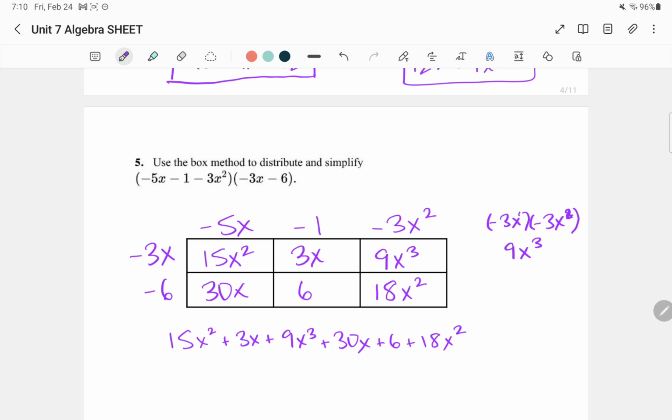So now I have everything down here. Now let's combine like terms. 9x to the third, that's the only one that has x to the third. So I bring that down. Next thing is going to be my x squareds. So 15x squared plus 18x squared is going to be 33x squared. So 15 plus 18 is 33.